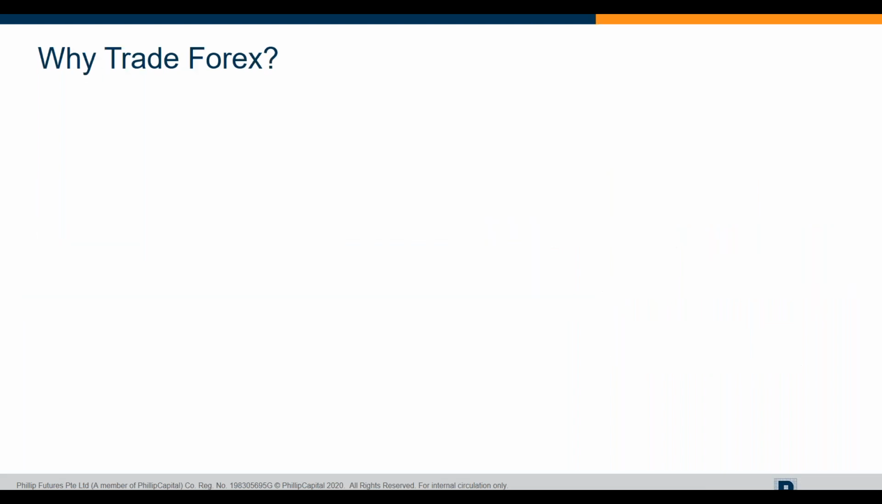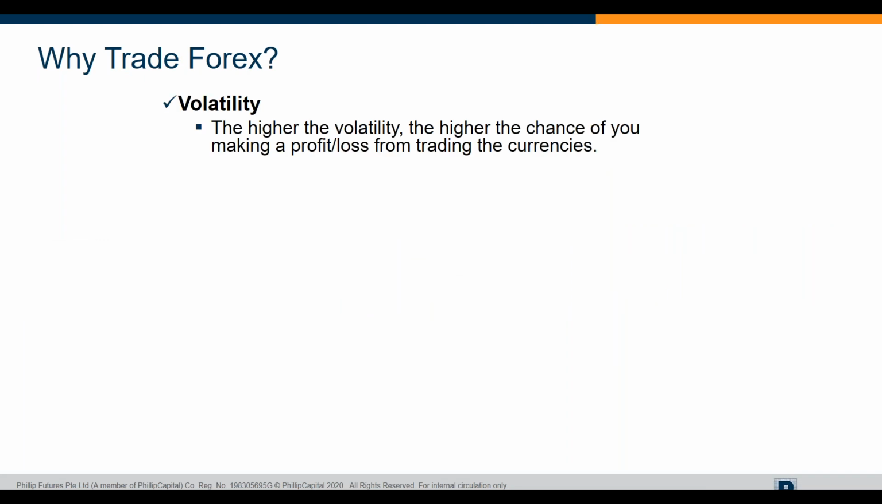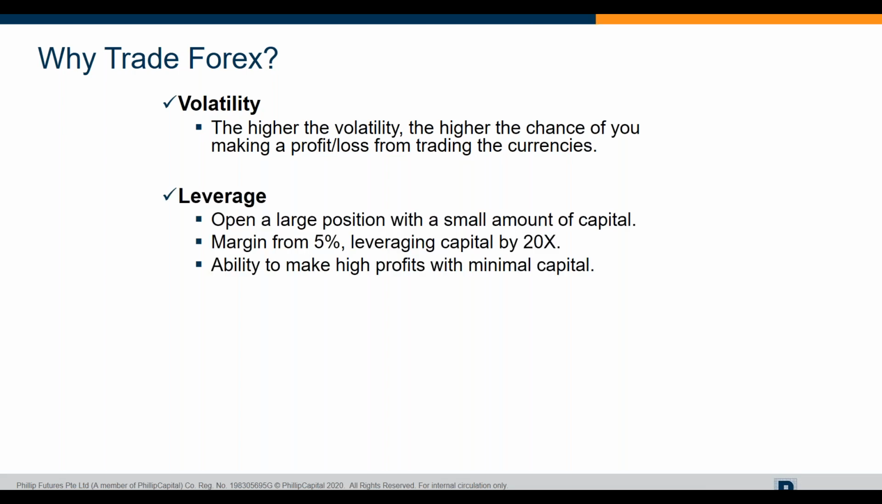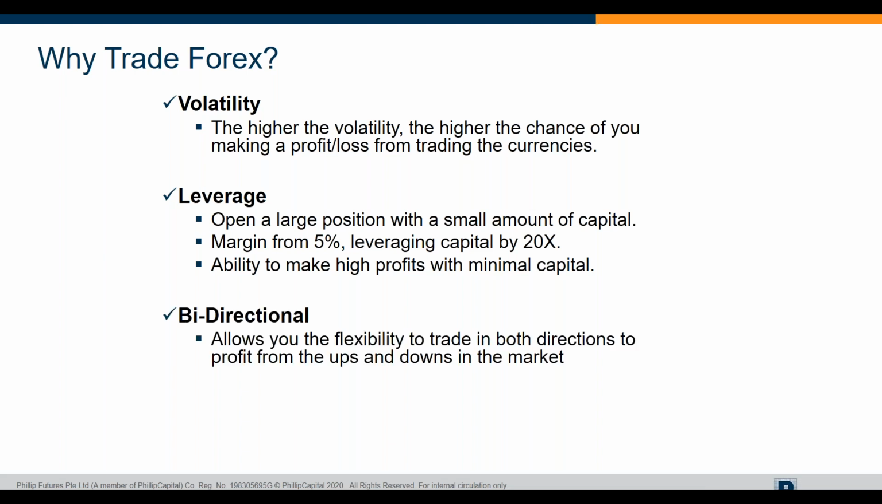Okay, so why do people actually trade Forex out of so many products out there? It is because Forex is highly volatile. So that means the higher the volatility, the higher the chance of you making a profit or loss from trading these currencies. Trading Forex, you are also able to leverage by opening large positions with just a small amount of capital. So in Singapore here, Forex is traded on a 5% margin as stipulated by the MAS regulations. So with a 5% margin, you are able to leverage your capital by 20 times. Therefore, being able to make high profits with just a minimal amount of capital.